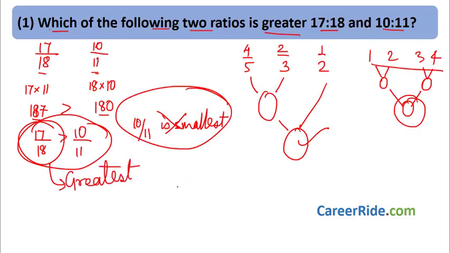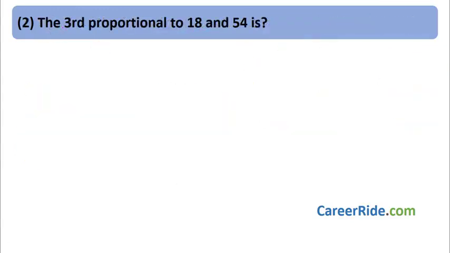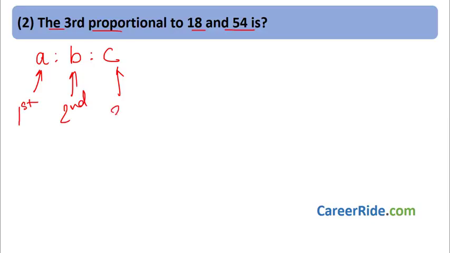Moving to question number 2. The third proportional to 18 and 54 is... Now what have we learnt over here? A is to B is to C. This will be the first proportional, this would be the second proportional, and this would be the third proportional. So we have to find the third proportional. This can also be written as A is to B as B is to C.